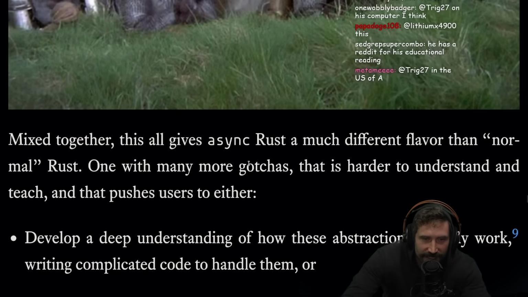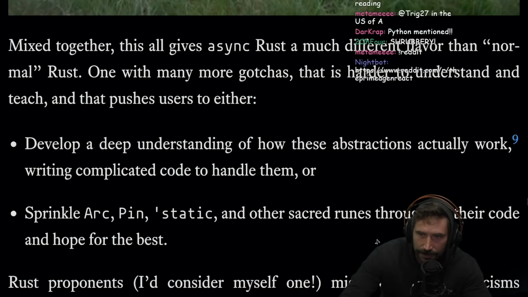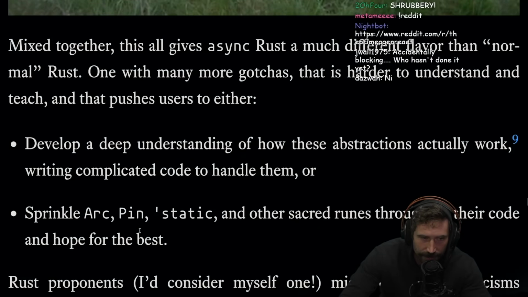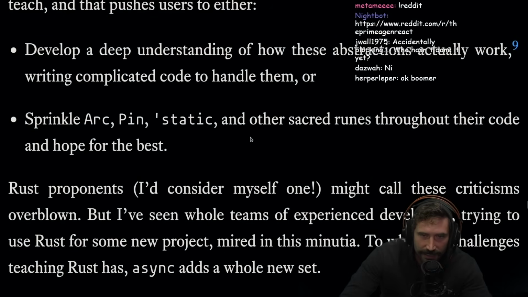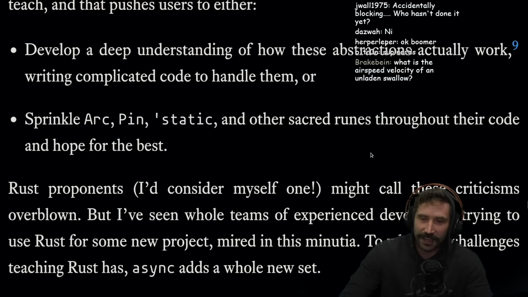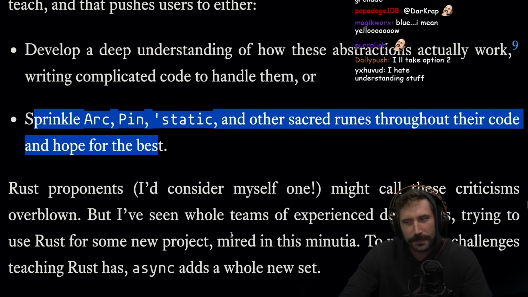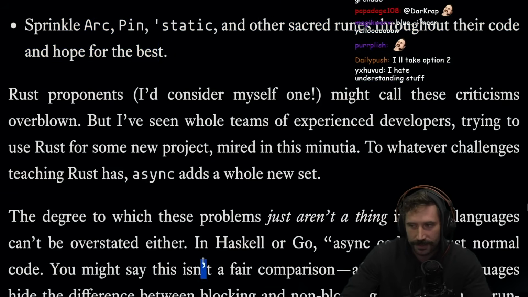Mixed together, this gives you async Rust, a much different flavor than normal Rust. One with many gotchas that are harder to understand and teach, and pushes users either to develop a deep understanding of how abstractions actually work, writing complicated code to handle them, or sprinkling Arc, Pin, static, Unpin, pin-project, some structures with also a pin macro somehow sprinkled on them, and other sacred runes throughout their code base and hope for the best. This is me. I'm pretty much on this team. I'm on team Arc Mutex. I'll take option 2.